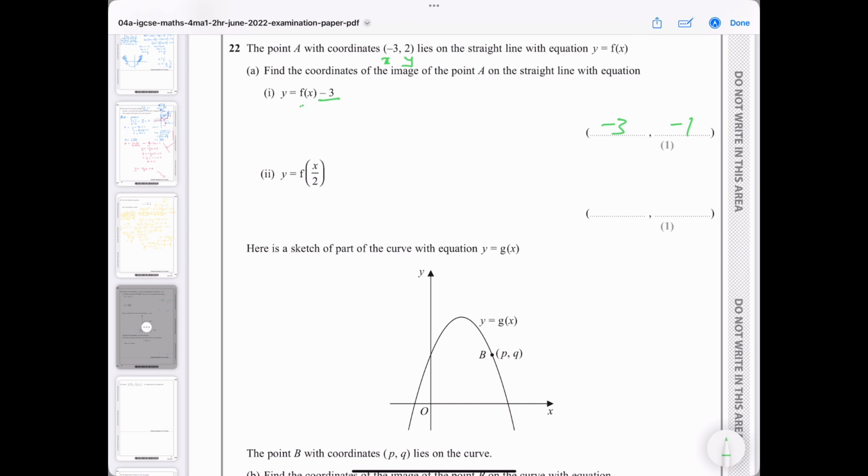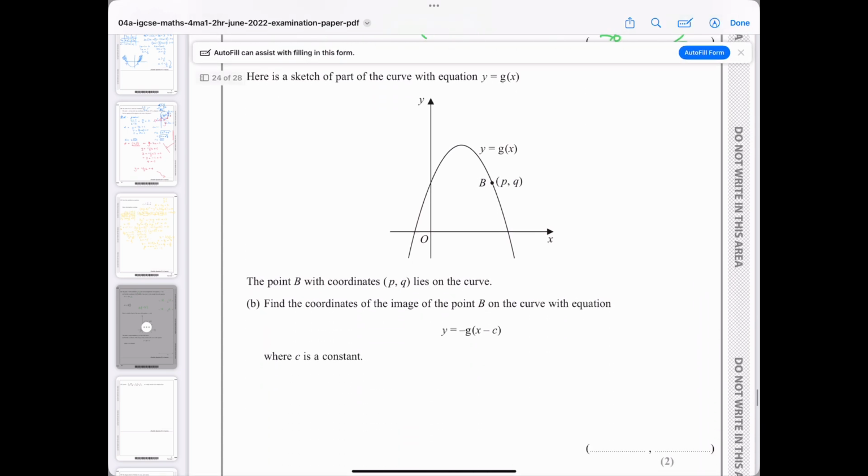Now, this one is inside the brackets. So that means it only affects the x coordinate. So that means we know that y remains 2. But now this is a little confusing. If it's in the brackets, you do exactly the opposite of what it's doing. So x over 2 means you times x by 2. So times -3 by 2, and you get -6. I know that seems a little odd, but you will see this continues.